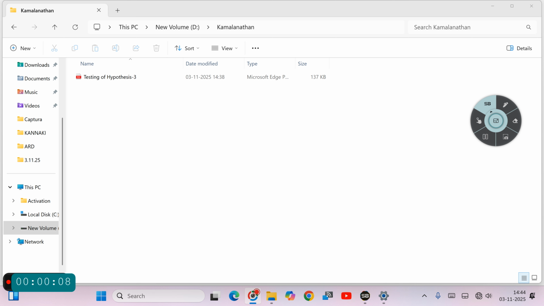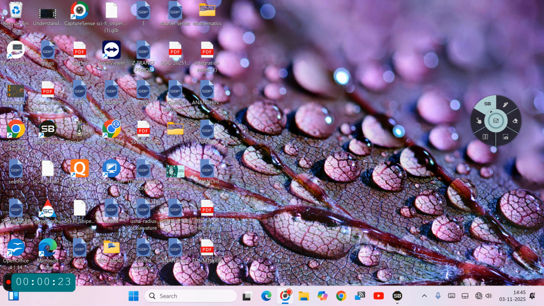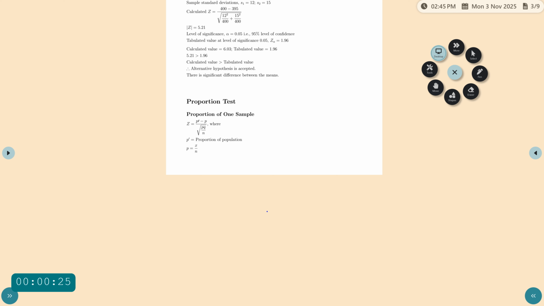Continuation of testing of hypothesis. We are going to see today testing of hypothesis about proportion, based on proportion. So the proportion test as far as proportion.